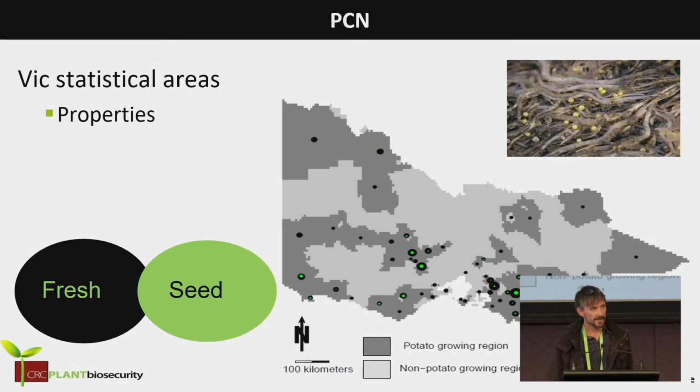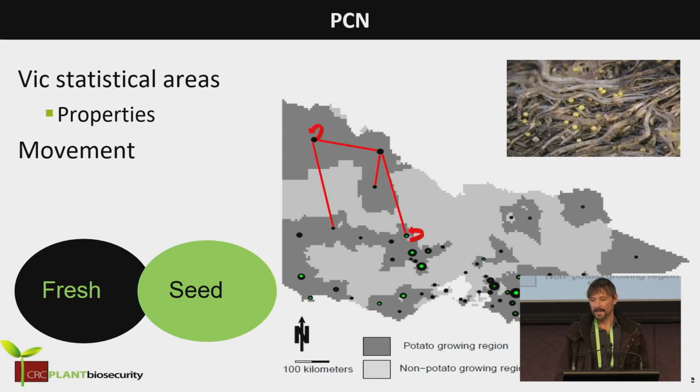So the next case study was potato cyst nematode, and here again we focused on Victoria. So we got data on the potato growing areas of Victoria, the statistical areas, and then the number of properties, different kinds of properties within those areas, and they were divided into fresh potato production and seed production. And then our model simulated movement of PCN between those different regions and also among the properties within those different regions.